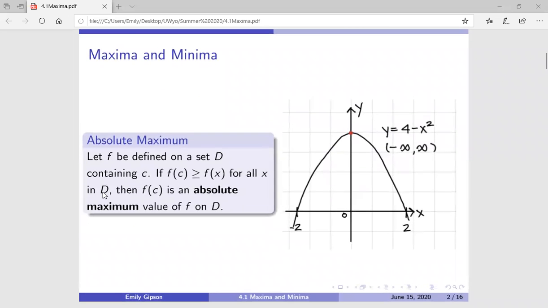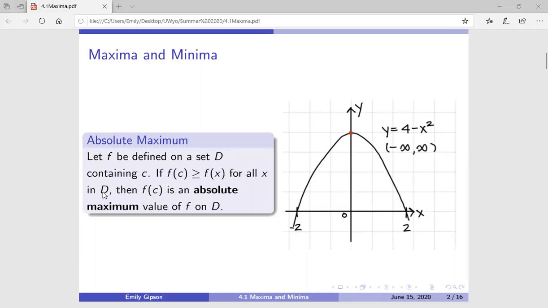So let's talk about the idea of an absolute maximum. We're going to let our function f be defined on a set D that contains the point c. Now, D can be an interval, D can be a collection of intervals. It's just important that we have this range of values and that c is in it. If f evaluated at c is greater than f evaluated at x, where x is in our domain, then f of c is an absolute maximum value of f on D.